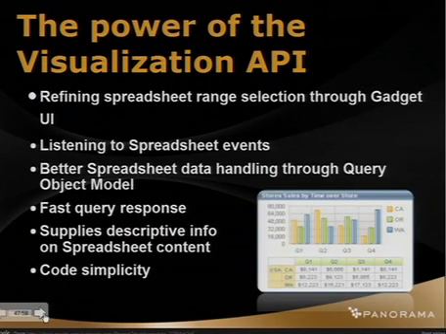The power of the visualization API. The different things that are supplied with the visualization API is, for example, the ability to select the range. You just go into a spreadsheet, you select the range that you want to present, you add the gadget, and it's already inside the framework in the container, the ability to select the range or the parameters that we get into the gadget. It's easy to listen to the different spreadsheet events, as you've seen before, just to listen to the update events.